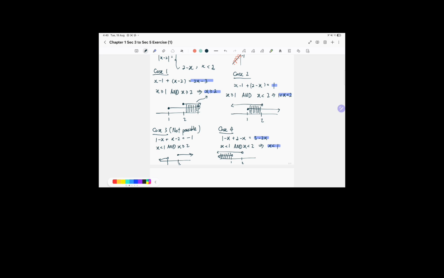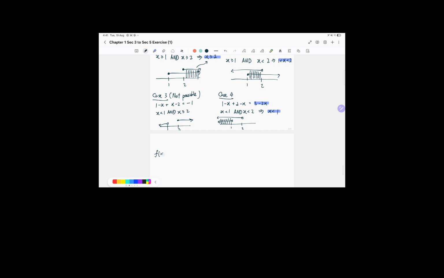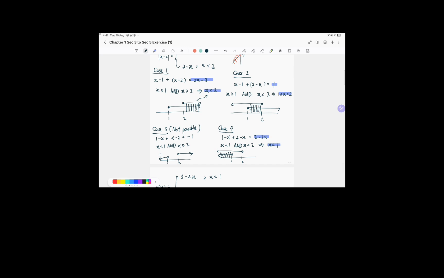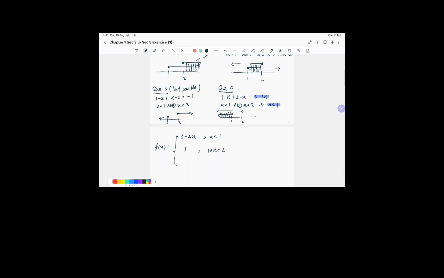So with all these cases here, we know case 3 is not possible. So from the rest of the 3 cases, you can write into a function notation. Okay. So we're going to have f(x) equal to a piecewise function: 3 minus 2x when x is less than 1, from case number 4. Then case number 2, is equal to 1 when x is between 1 to 2. Then case 1, 2x minus 3 when x is greater than or equal to 2. Like this.